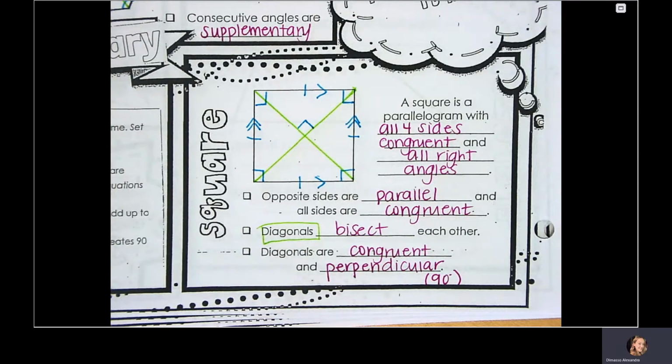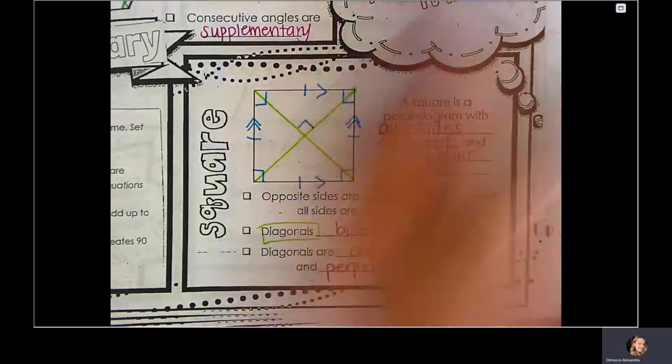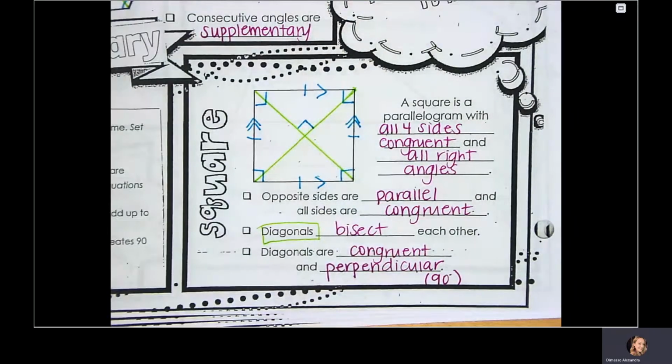So a square has all four sides the same, all right angles, parallel and congruent sides, and the diagonals bisect each other and are perpendicular. So square is probably the most specific, but it's probably the easiest one to figure out. All right. We're going to do this little section right above that says classify it, and then we're going to go back to the front and finish trapezoid.